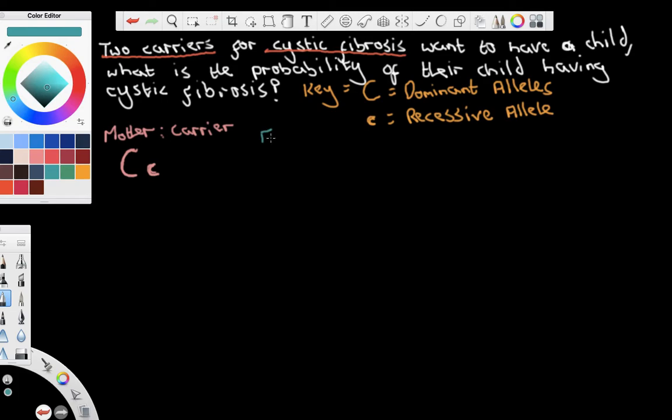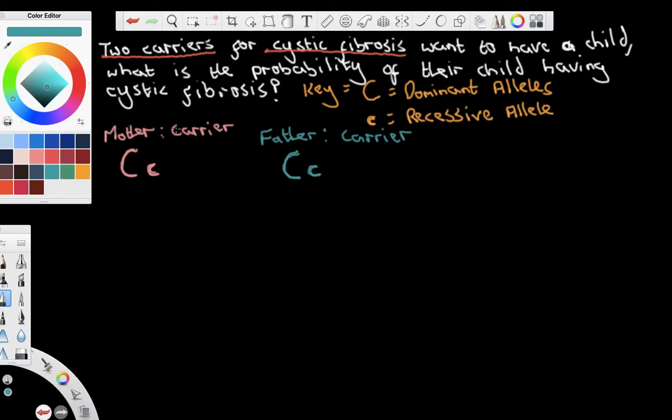So the father is also a carrier. Therefore, he must also have a capital letter C for a dominant allele and a lowercase c for a recessive allele. If ever you have a question asking you to draw a Punnett square, which we're going to do in a moment, you must always use the same letter. Okay? I've used the letter C and I'm using one capital, one lowercase. You can't have a C and an F. You can't have a C and a Z. You must always use the same letter. However, sometimes they will tell you the letter to use.